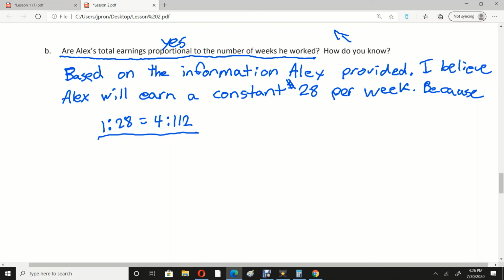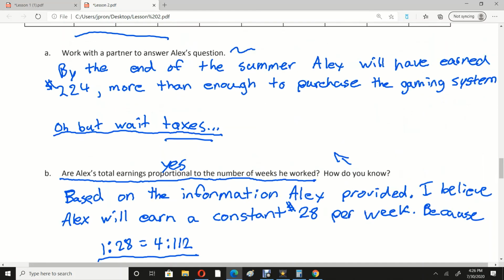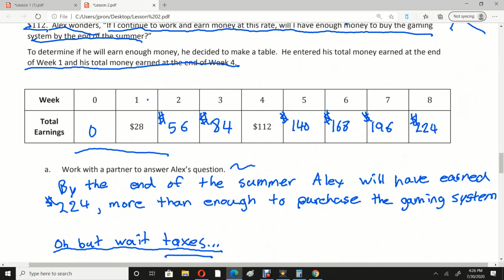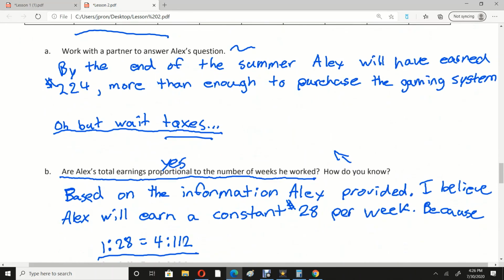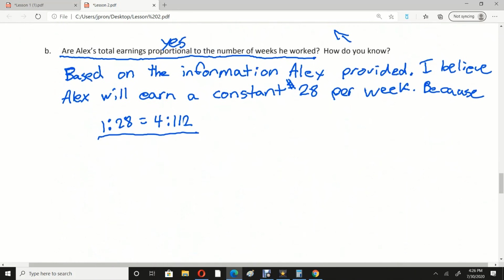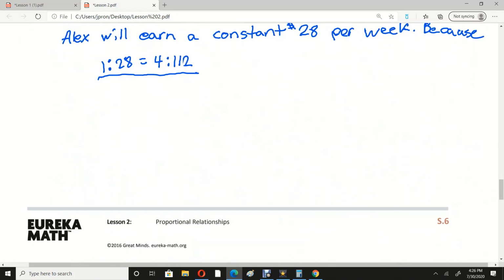But just for the sake of argument, Alex only provided us with these two pieces of information. So hypothetically, he could have earned something totally different in weeks 2 and 3, and it's just a coincidence that weeks 1 and 4 happen to be proportional. But again, we don't know that. We're going to assume that he's earning $28. At least that's my prediction based on what we know, right?